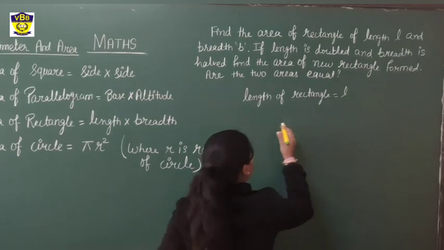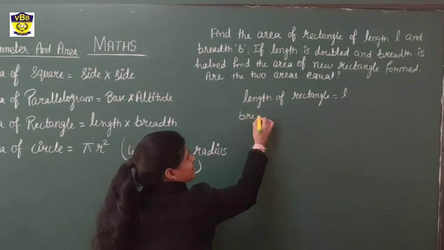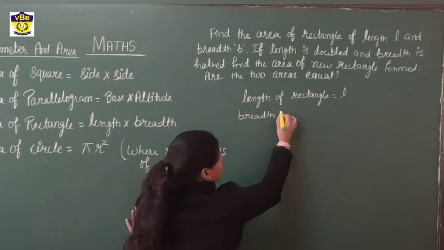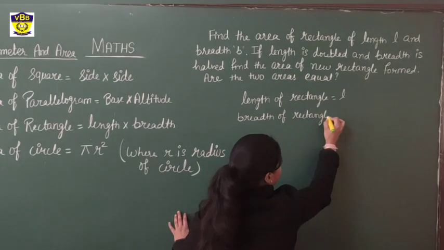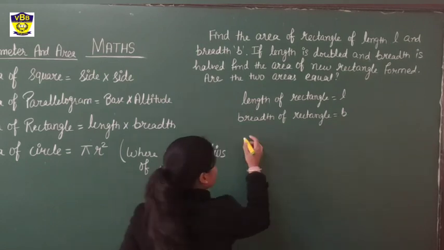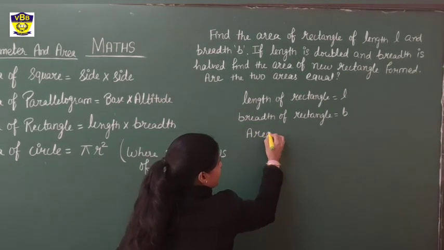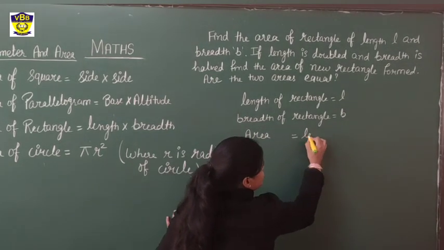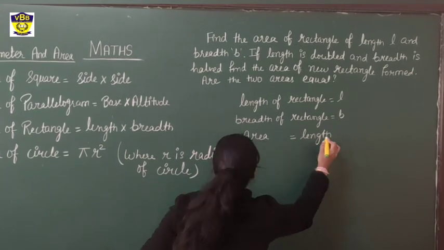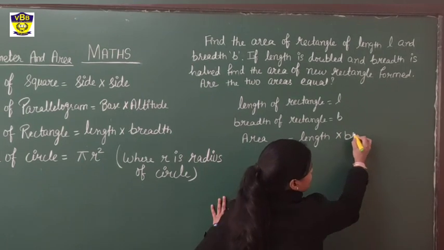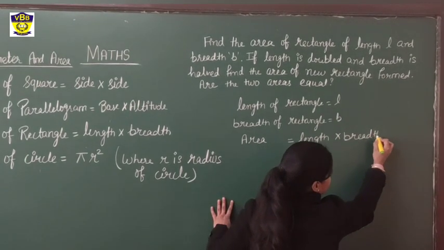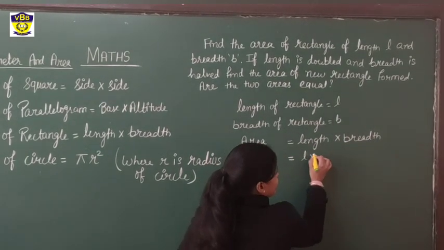is equal to L. Breadth of a rectangle is equal to B. Area of a rectangle is equal to length into breadth. So it makes L into B.